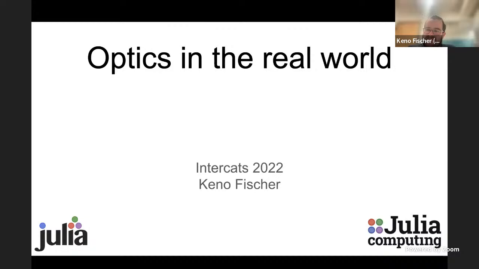Thanks to Keno for joining us. Keno Fischer from Julia Computing, and he's joining us to talk about using optics, the theoretical machinery that we all know and love, and applying them in the real world for Julia's systems of reverse mode automatic differentiation. Okay, take it away, Keno.